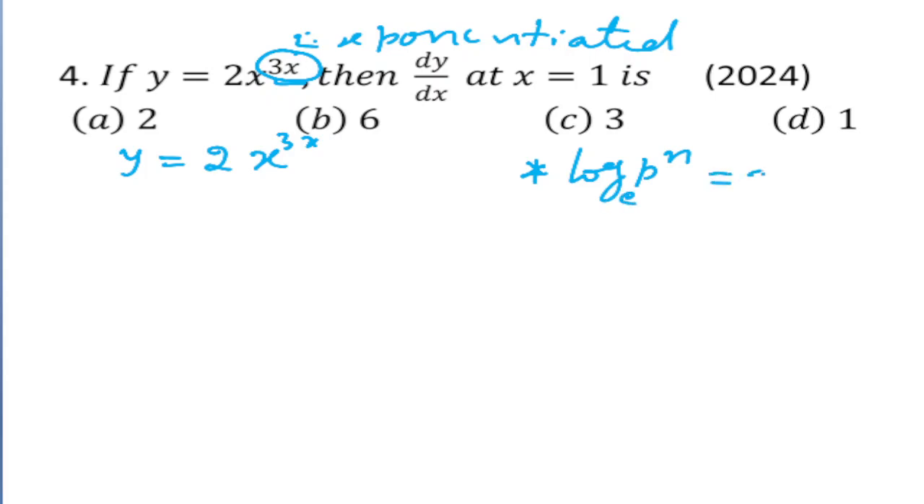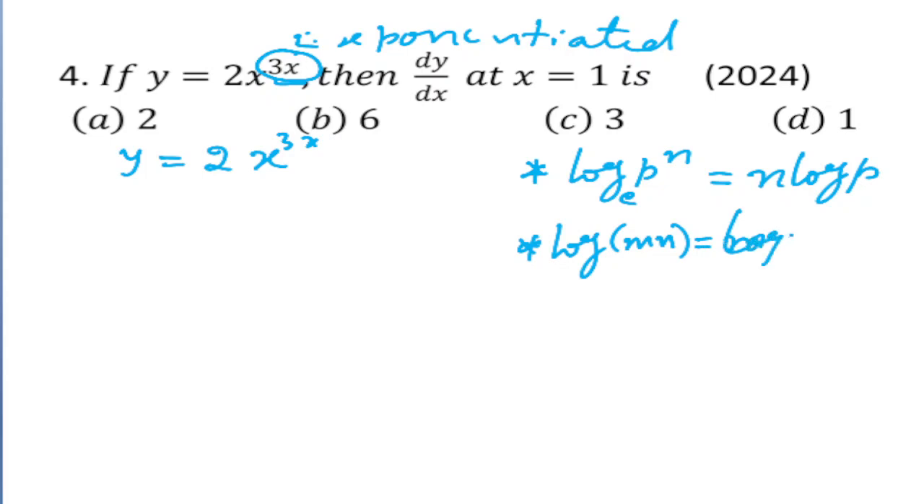This can be written as n into log p. This one result we are going to use, and one more result, friends, we are going to use here: log of m into n can be written as log m plus log n. These two results we are going to use before going to differentiate. Now let us take log on both sides.